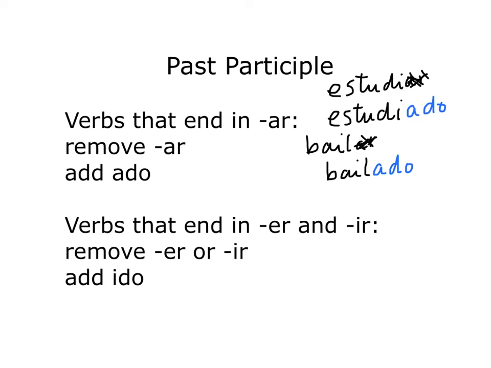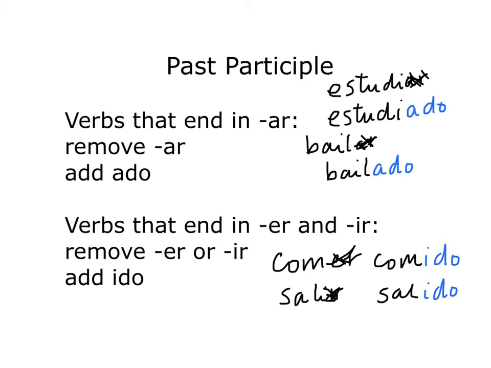ER and IR past participles share an ending. The ending they share is ido. And the steps are the same. You start by taking off the infinitive marker, the ER or IR, and then you add the ending, which has the same sound for the letter D. Should we try some? Follow the steps. The past participle of comer is comido. For salir, it's salido. There are very few irregulars for the past participles. We'll learn about those in another chapter and in another video.